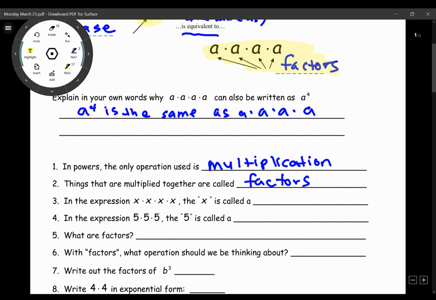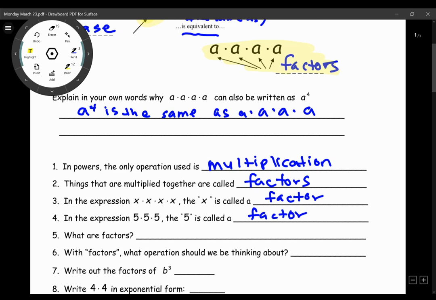Now let's go on to number 3. In the expression x times x times x, the x is called a. Well, the a was called a factor, so the x must also be called a factor. Looking at question 4, in the expression 5 times 5 times 5, the 5 is called a, you guessed it, a factor.